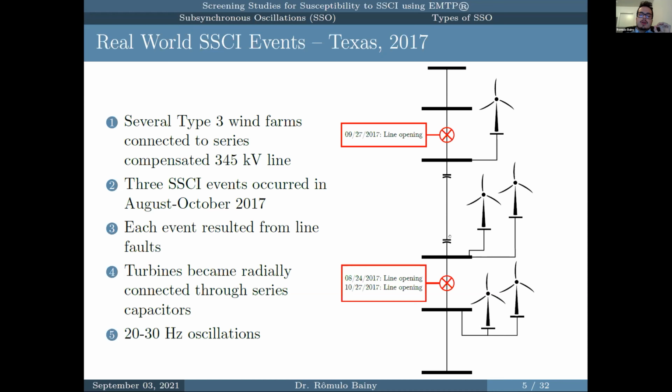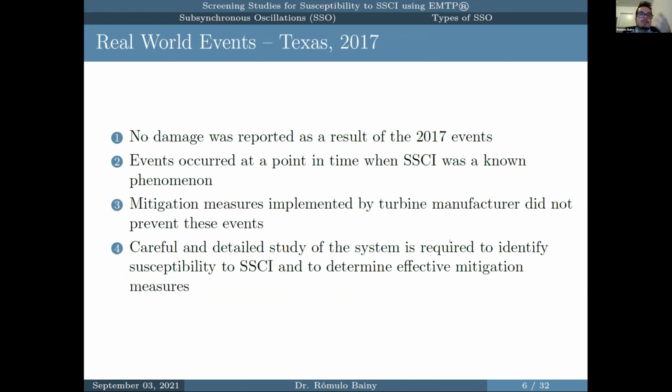In this event, they also measure oscillations between 20 to 30 hertz. The report says there was no damage to the wind parks in this situation. Also, those type 3 wind turbines had mitigation measures that the manufacturer of the turbine installed and programmed there, but they were not enough to prevent the SSCI from occurring.